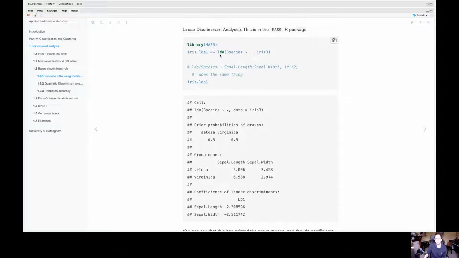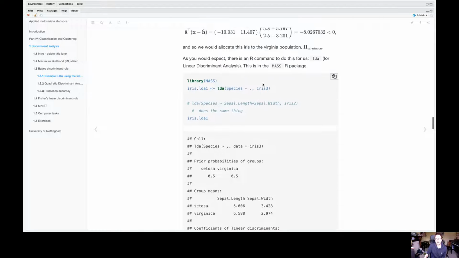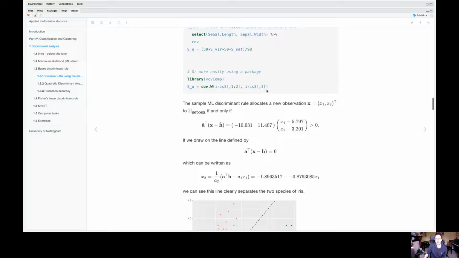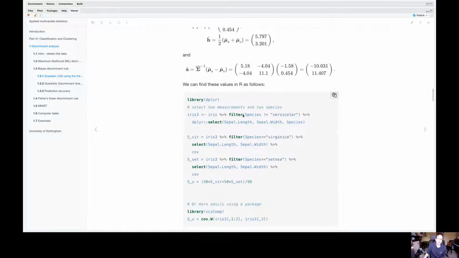If we pass it the data frame here, iris3, I should have said, is where I've just selected Virginica and Setosa flowers. So I've excluded the versicolor ones, and I've just selected sepal length and sepal width. I've stored that in a data frame called iris3.